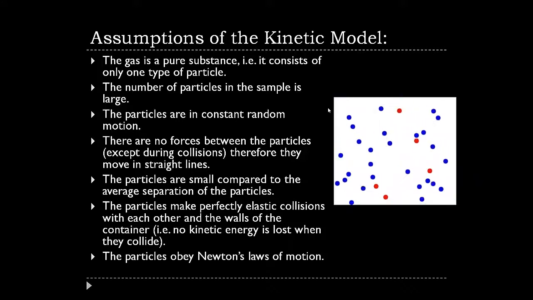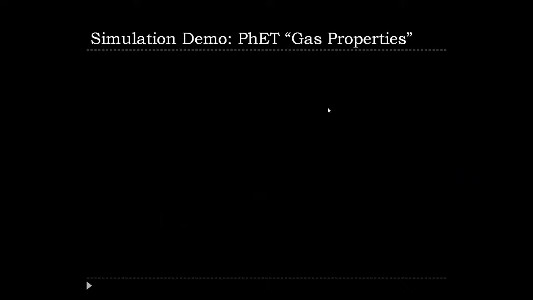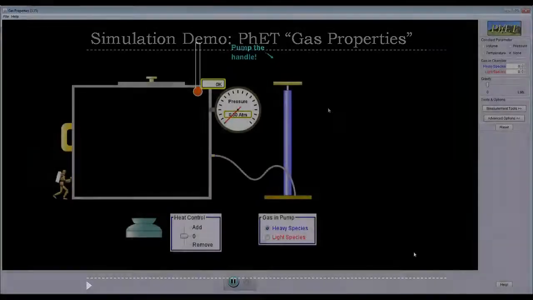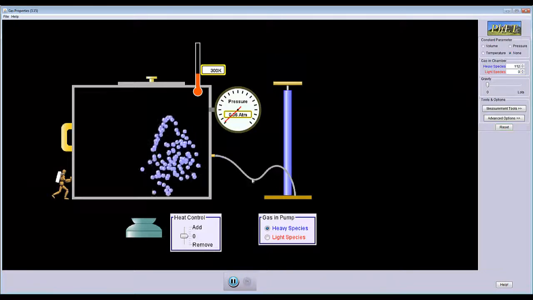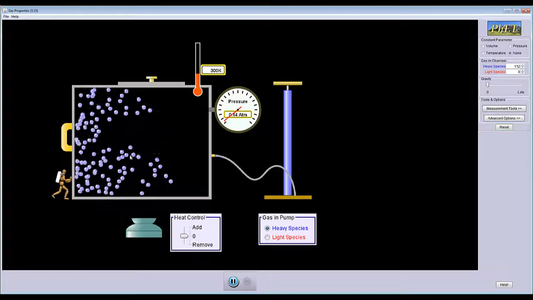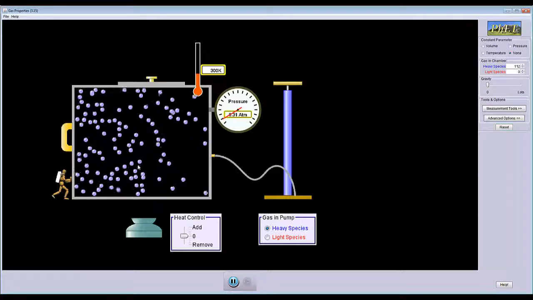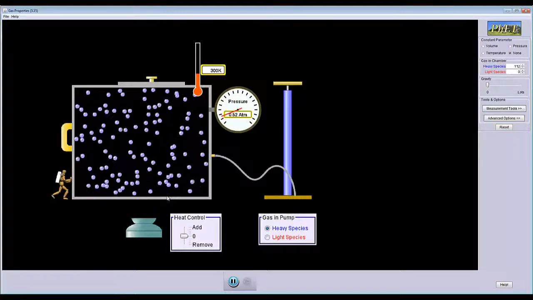So we'll have a look now at a simulation to make sense of how an ideal gas behaves. The first thing that we want to explain is that temperature is a measure of the average random kinetic energy of the molecules of an ideal gas. So what I'll do is I'll just pump in some molecules here. So we now have a bunch of particles in an ideal gas within this box.